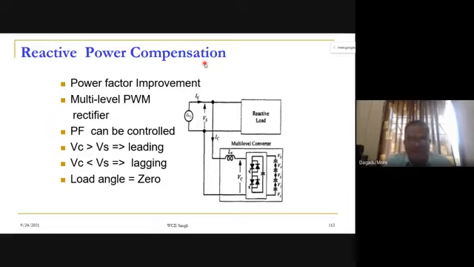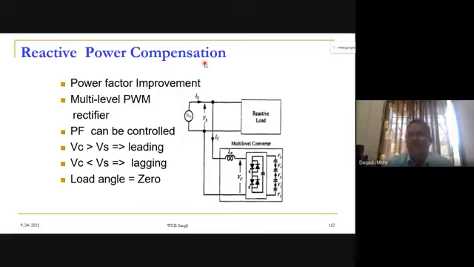Another name you can call it is power factor improvement. One is power factor improvement, the other is reactive power compensation. Why do we require reactive power compensation? In a transmission network, we require reactive power for maintaining the voltage profile. For reactive power compensation, we have to use capacitors or inductors. Instead of physical capacitors and inductors, we can use the multi-level converter.